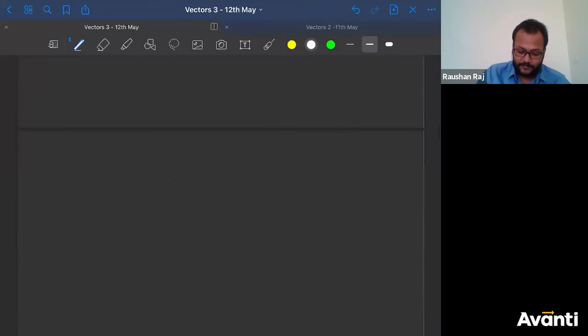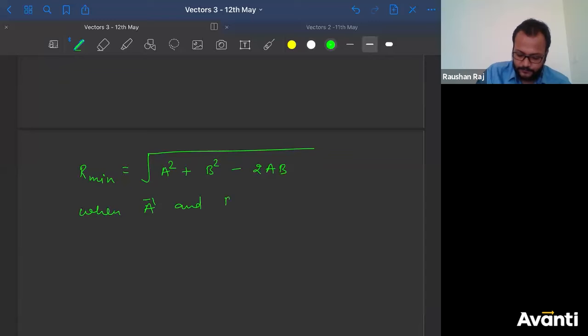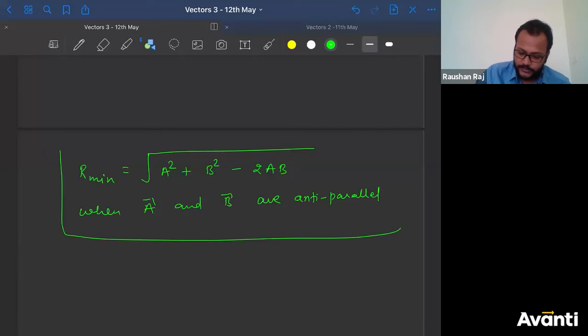So if I write it separately, r minimum will be equal to square root of a square plus b square minus 2ab when a and b are anti-parallel. When they are anti-parallel. So remember this.